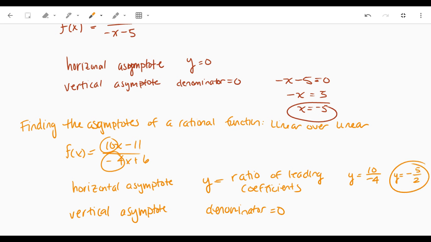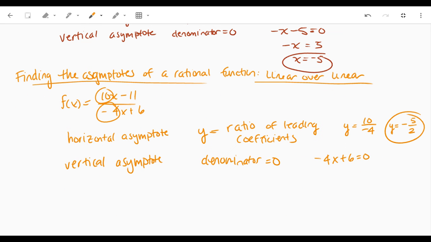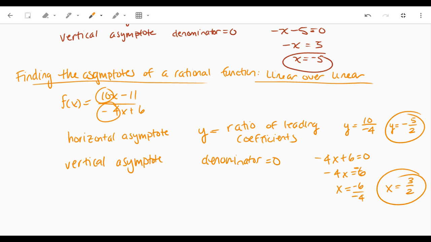Okay, and then for your vertical asymptote, the denominator is 0. Okay, so negative 4x plus 6 equals 0. So negative 4x equals negative 6. Oops, negative 6. So x is negative 6 over negative 4. So x is 3/2. Okay, and they'll have you graph these too.